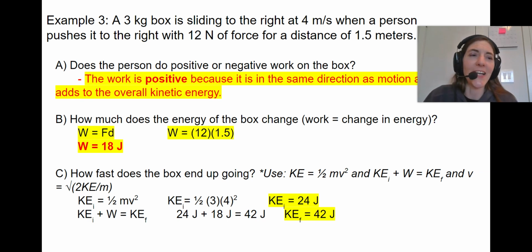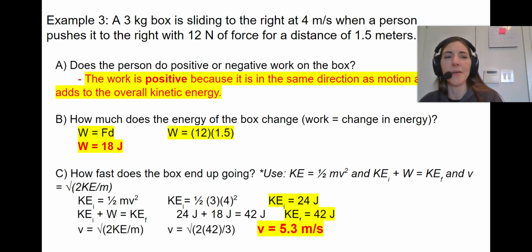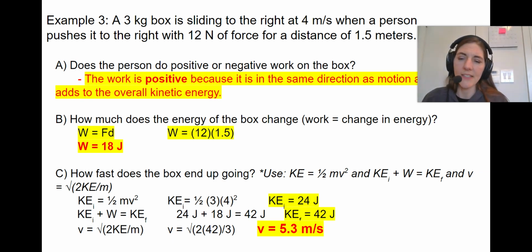Now, you can solve for velocity. It's not hard to do using 42 joules equals 1/2 mv squared because you know the mass and you know the final kinetic energy. But I've also provided you with the equations. Velocity equals the square root of 2 times your kinetic energy divided by your mass. So velocity equals the square root of 2 times the final kinetic energy, which is 42, divided by the mass, which is 3 kilograms.